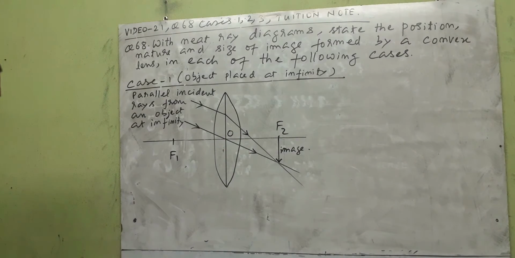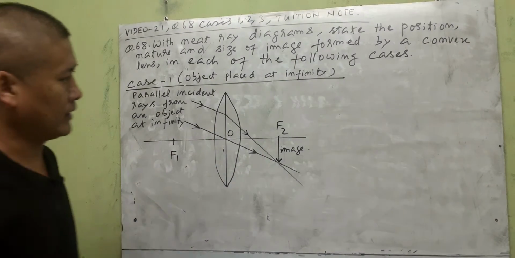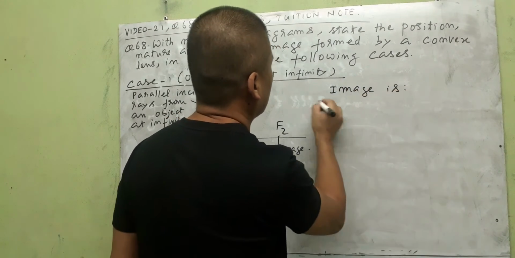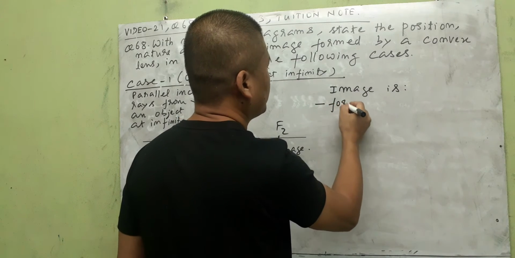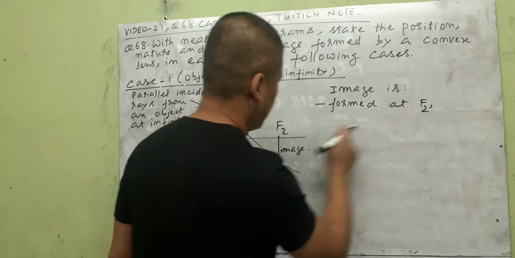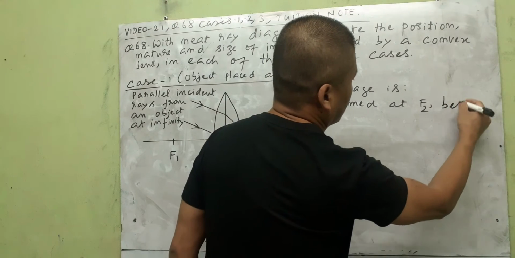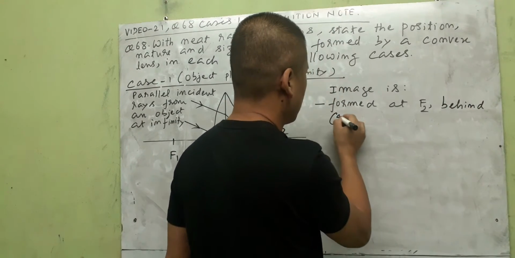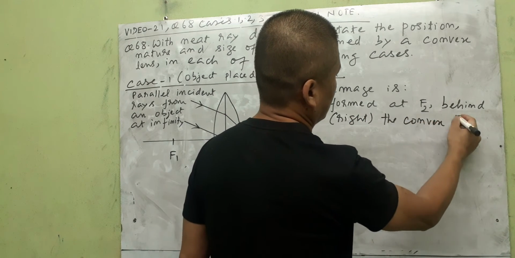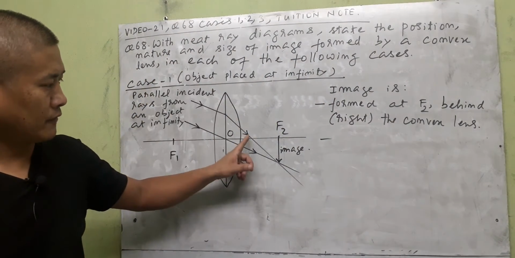So the two refracted rays meet here and form the image here. If we write the position first, the image is formed exactly at F2, isn't it? F2 is here, exactly at F2, and it is on the right side, so we will write behind, and in brackets you can also add, right behind the convex lens. That's the position.